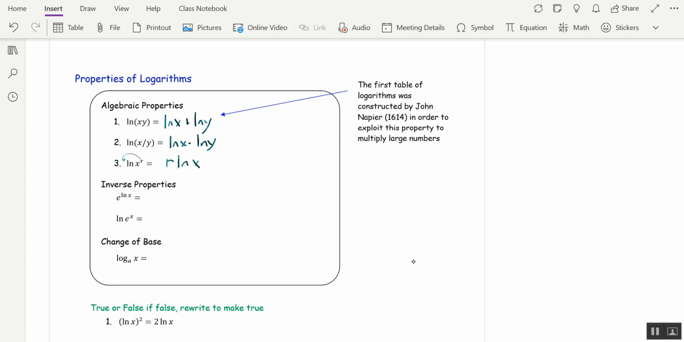The inverse properties: if you take e to the ln x, they undo each other since they're inverse functions, and you get x back. In this case, x has to be greater than 0 because you have to make sense of ln x. Ln of e to the x is also x. Ln undoes what e does, and that's for any x. And finally, the change of base we're going to need when we start taking derivatives. I like to change all my logs of a different base to natural logs. So this is ln of x over ln of a. And I'll remind you of that later in the course.